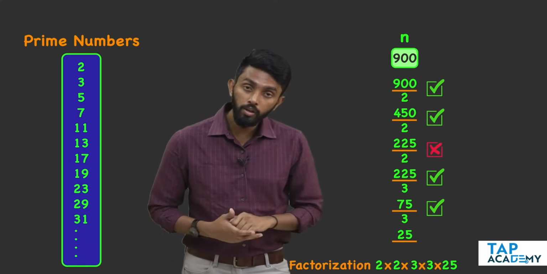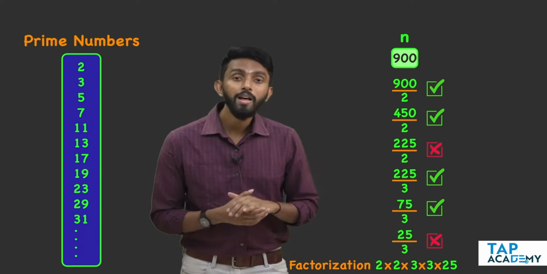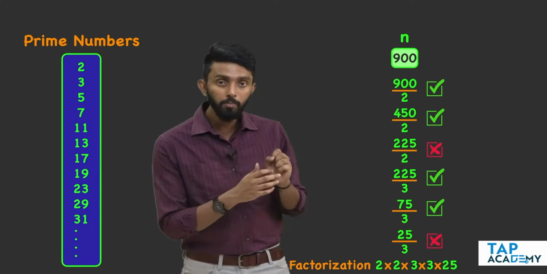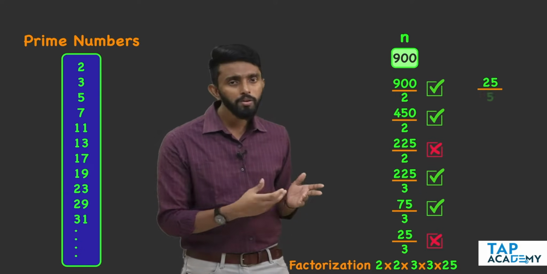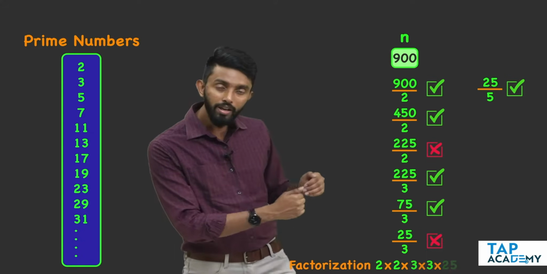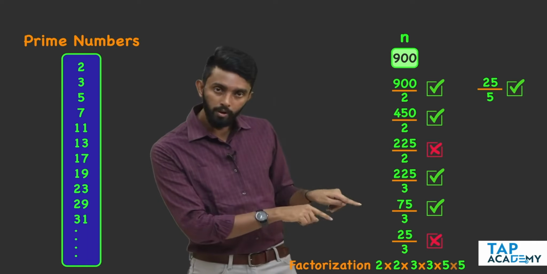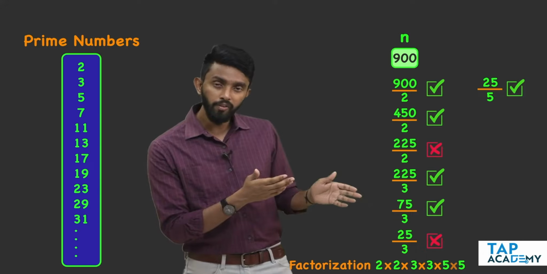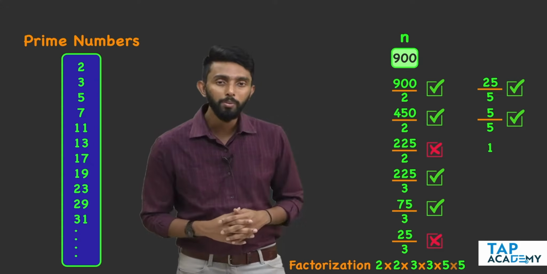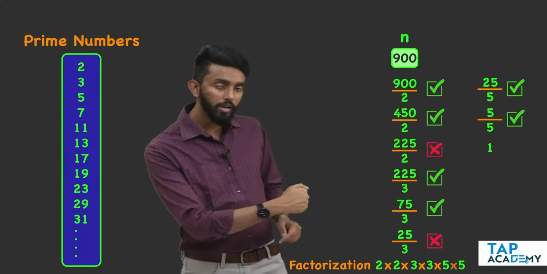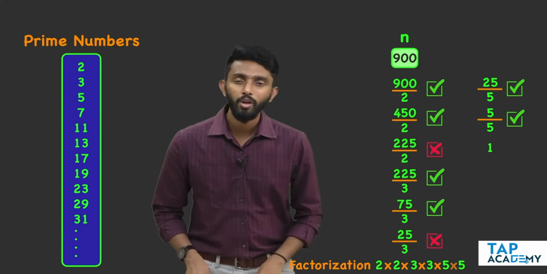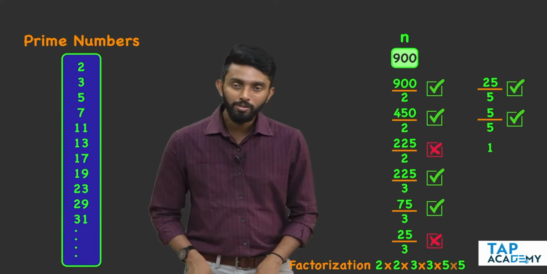Next I'll check, can 25 be further divided by 3? Not possible. Only because it is not possible, then I will check with my next prime number, which is 5. Can 25 be divided by 5? Obviously. And hence, don't you think I can write this as 2 into 2 into 3 into 3 into 5? And 25 divided by 5 is 5. So one more 5 is remaining. And again, can 5 further divide it? Yes. 5 divided by 5 is 1. So there I will stop. I hope you're able to think. So look at it. Finally, it is 2 into 2 into 3 into 3 into 5 into 5, which means 2 2's, 2 3's, 2 5's. Any confusion till this point of time?